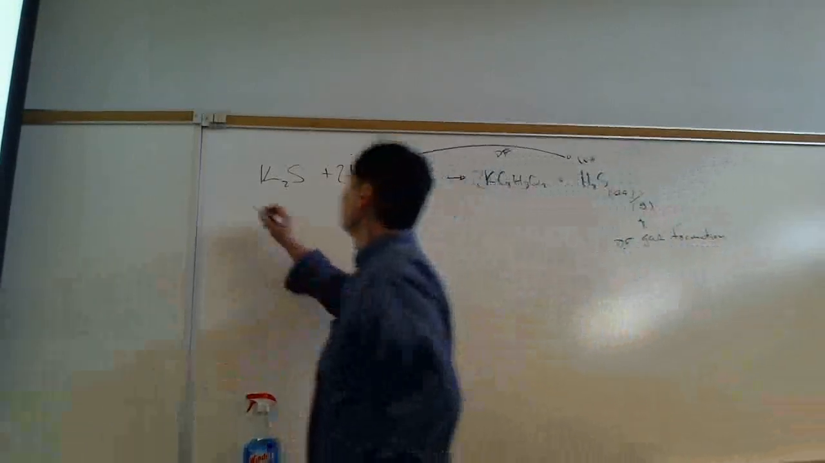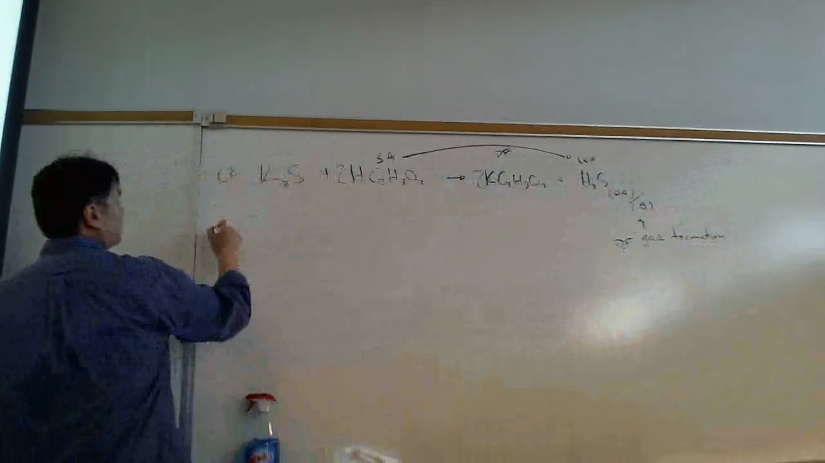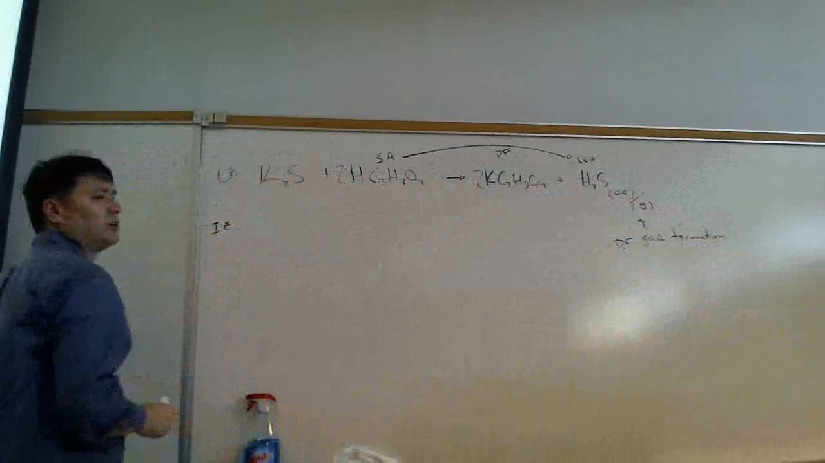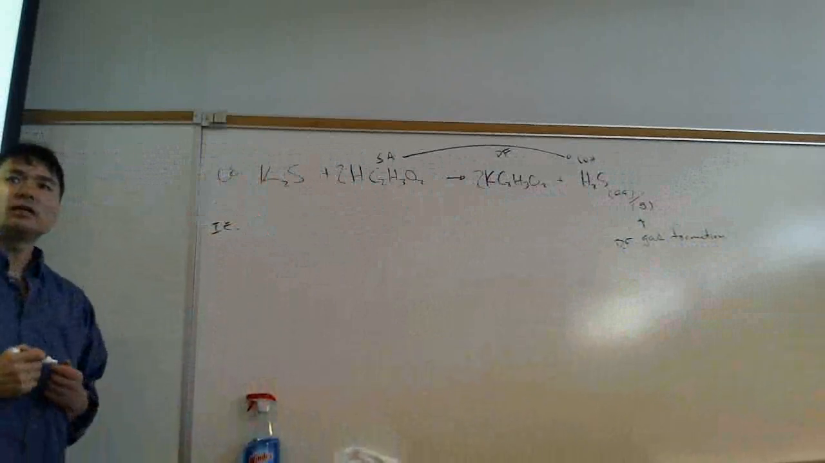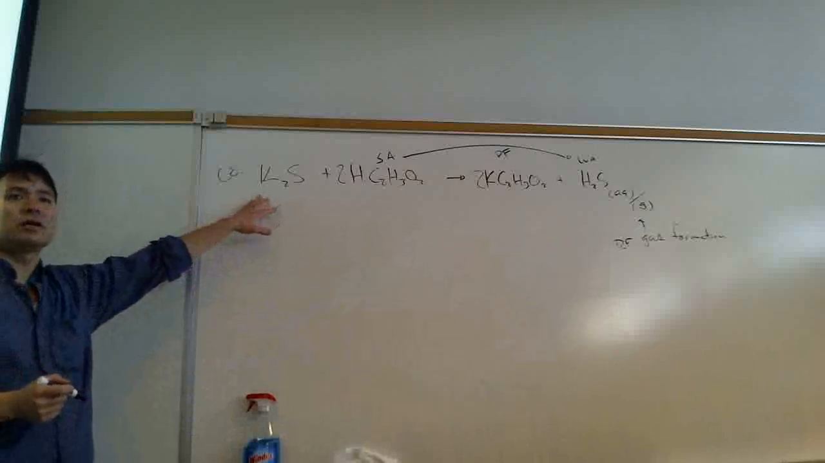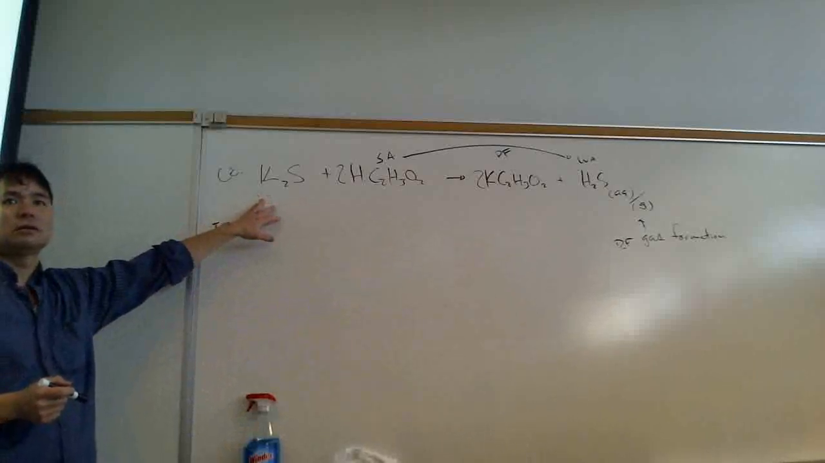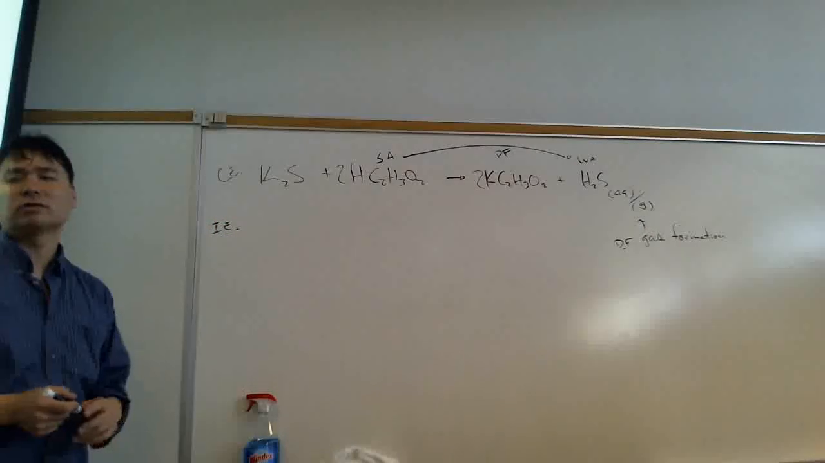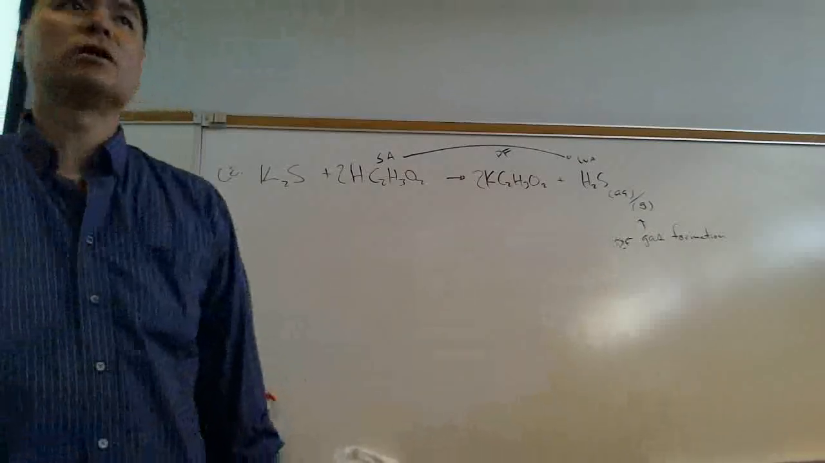So this will be our conventional equation. Then we go to the ionic equation. In the ionic equation, we dissociate the strong electrolytes. So is potassium sulfide a strong electrolyte? Yes. What are the strong electrolytes? There are 3 things that are strong electrolytes.